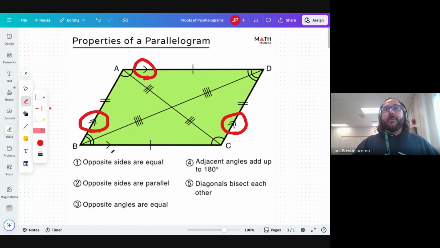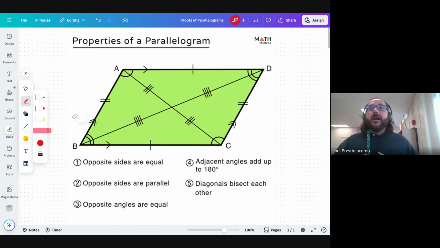If you see on top and bottom, we see just a single arrow, right? So the slope is different, but because the top and bottom have the same marker, we know that those are parallel. And because the opposite sides are parallel, that's a big one, right? So that's where the word parallel comes from with parallelogram.